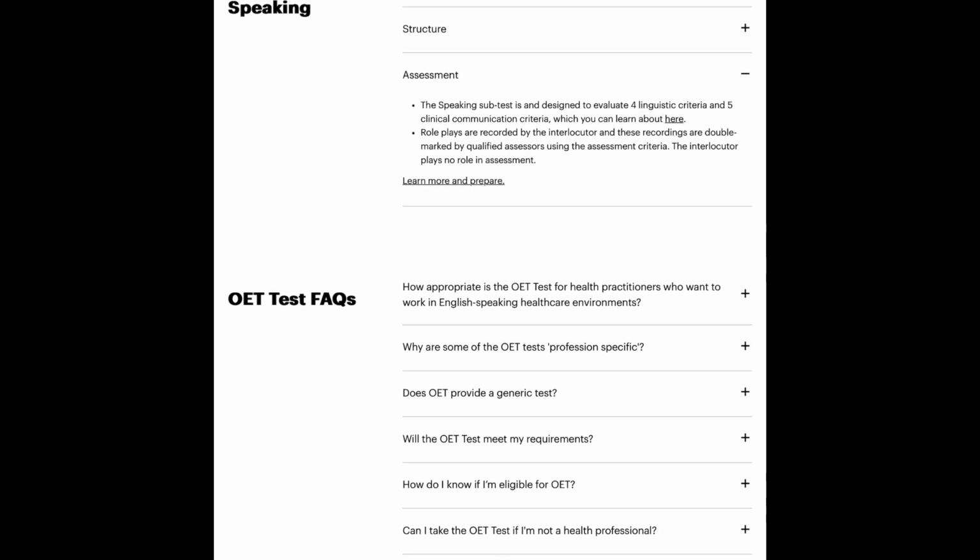The speaking subtest is designed to evaluate 4 linguistic criteria and 5 clinical communication criteria, which again will be illustrated there. Role plays are recorded by the interlocutor, and these recordings are double marked by qualified assessors using the assessment criteria. The interlocutor plays no role in assessment. Very important. The interlocutor may give you glowing feedback, but that feedback is only good for your confidence. The assessment is made by different people, not the interlocutor, the person you're talking to. So let's read about the 4 linguistic criteria and the 5 clinical communication criteria here.